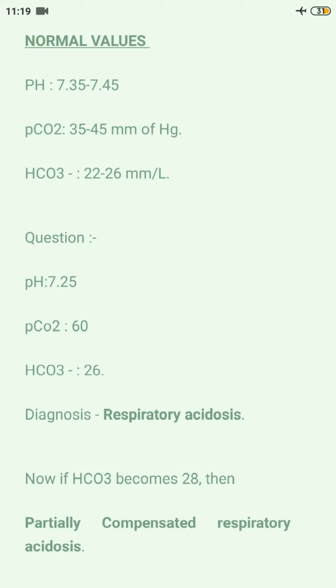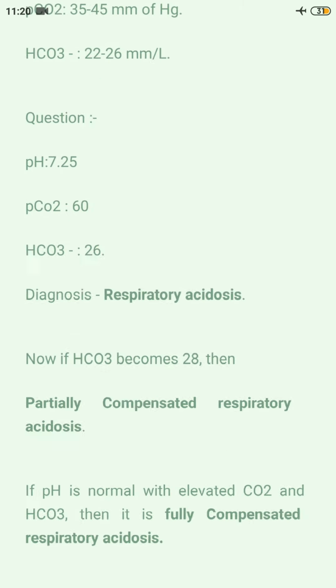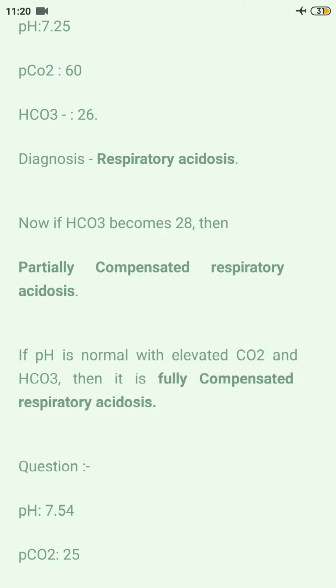Now, in respiratory acidosis, the compensation is by HCO3 minus reabsorption from the PCT. That is, the HCO3 minus has to be elevated by the body to compensate the acidotic part. Now, if we say that the HCO3 becomes 28 in the above question with pH of 7.25 and PCO2 of 60, that means the body has started reabsorbing HCO3 minus from the PCT. So we can say that it has partially compensated respiratory acidosis.